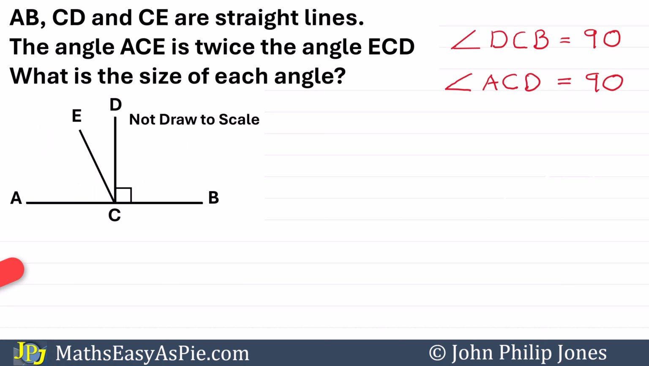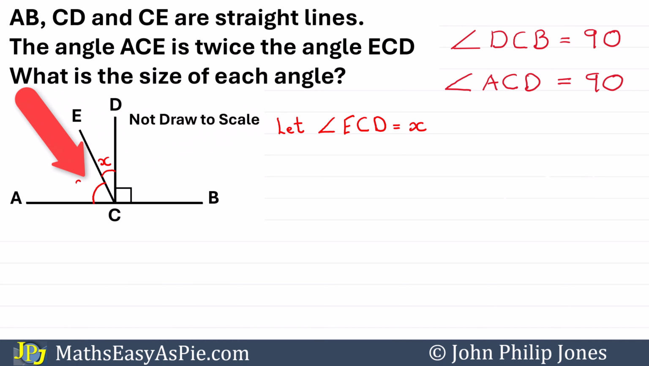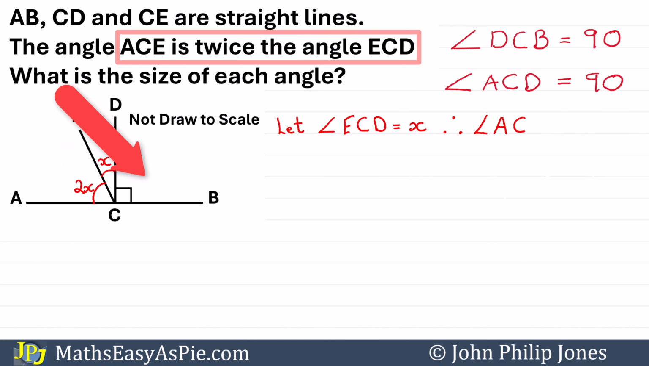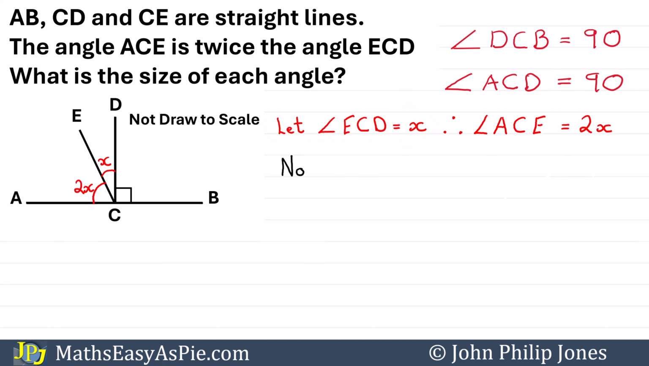If we consider this angle, I'm going to mark it off as X. So we're letting angle ECD equal X. This angle is twice X. Consequently, we will label it as 2X. Therefore, angle ACE we can write as equal to 2X. Now, angle ECD plus angle ACE equals 90 degrees.